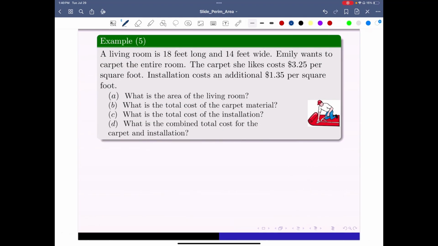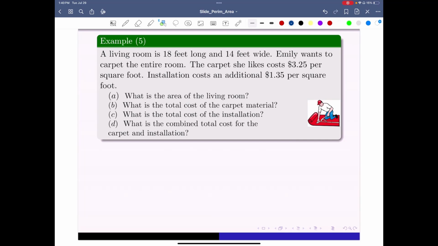Example 5, a living room is 18 feet long and 14 feet wide. Emily wants to carpet the entire room. The carpet she likes costs $3.25 per square foot. Installation costs an additional $1.35 per square foot. What is the area of the living room?